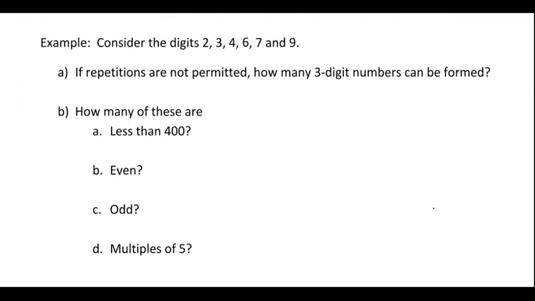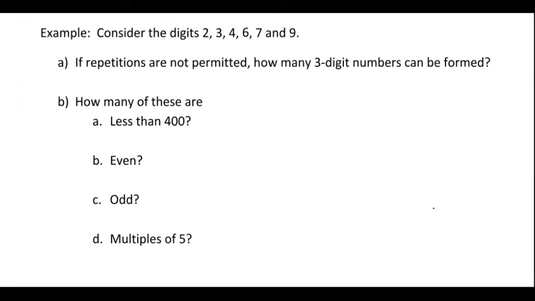Last question. Consider the digits 2, 3, 4, 6, 7, and 9. If repetitions are not permitted, so these numbers cannot be repeated, how many 3-digit numbers can be formed? So here my task is made up of 3 stages because I'm making a 3-digit number. The numbers I have to choose from are up here, and there are 1, 2, 3, 4, 5, 6 altogether. So there are 6 possible numbers that can go first.